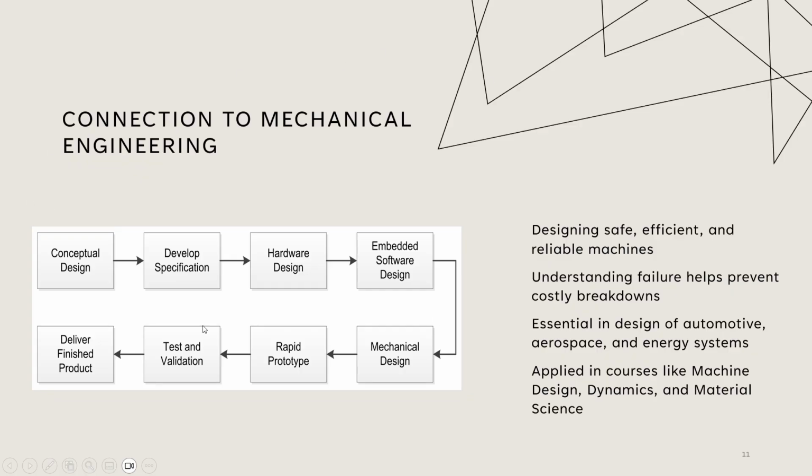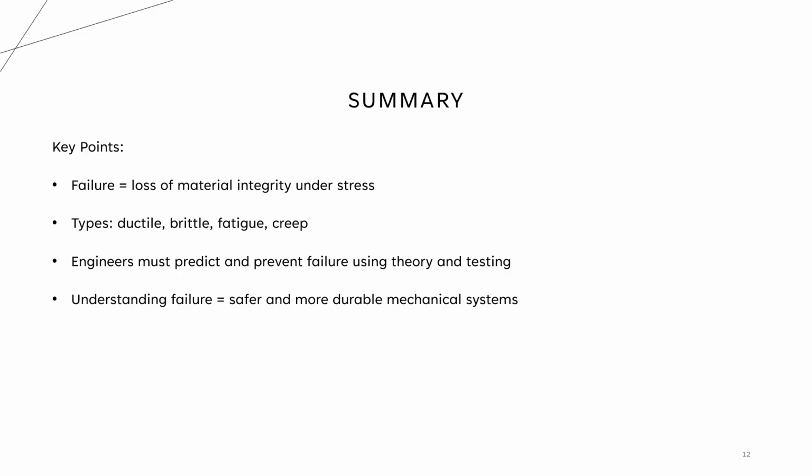And this is the design flowchart when creating a new product, and failure definitely plays a role when creating a new product as well. So in summary, the key points that we went through in this lecture are failure, which is the loss of material integrity under stress, the types of failure being ductile, brittle, fatigue, and creep failures, as well as why, as engineers, we must predict and prevent failure using theory and testing, and understanding that failure can help us realize safer and more durable mechanical systems as well.